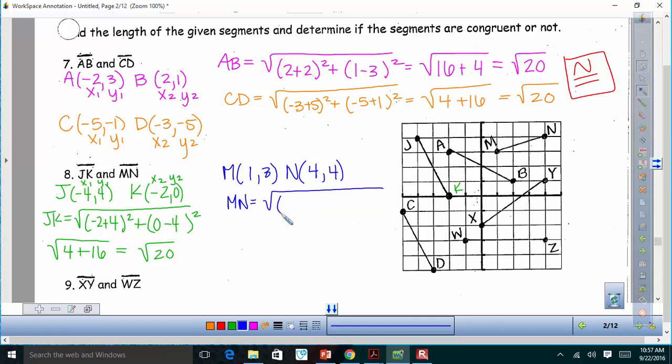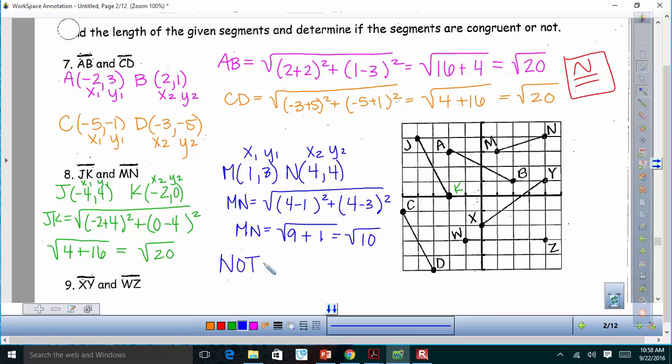So I'm going to draw my square root, put parentheses squared plus parentheses squared. I'm going to label my points x1, y1, x2, and y2. In the first, I'm going to do x2 minus x1, so 4 minus 1. And then in the second, I'm doing y2 minus y1, so 4 minus 3. So 4 minus 1 is 3. 3 squared is 9. Plus 4 minus 3 is 1. And 1 squared is... So are these congruent? So they're not congruent.